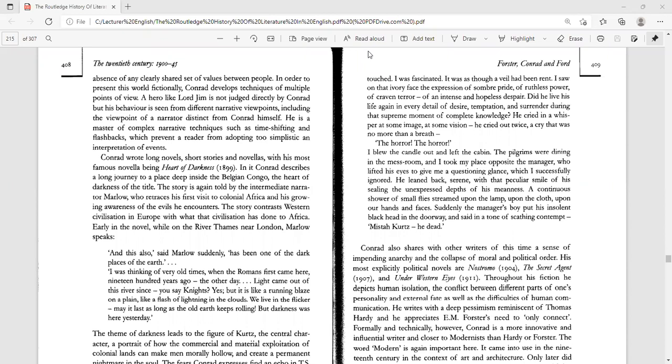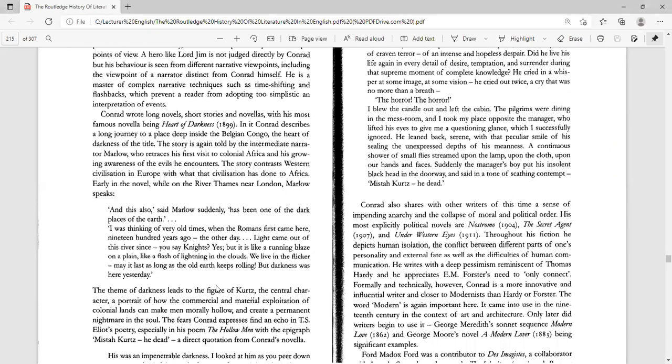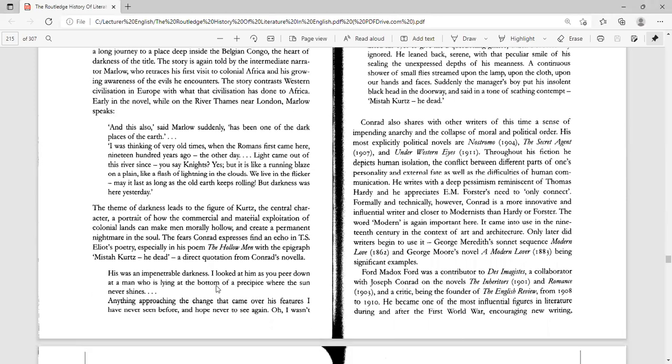Heart of Darkness contrasts Western civilization and what that civilization has done to Africa. Early in the novel, while on the River Thames near London, Marlowe speaks, and this also has been one of the dark places of the earth.